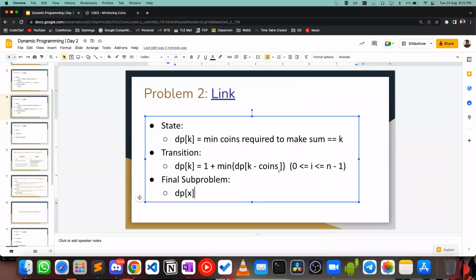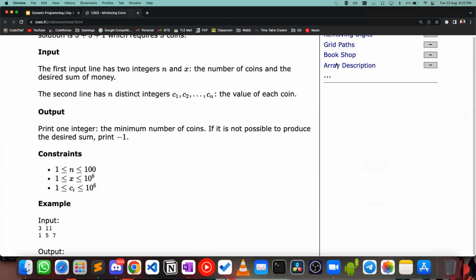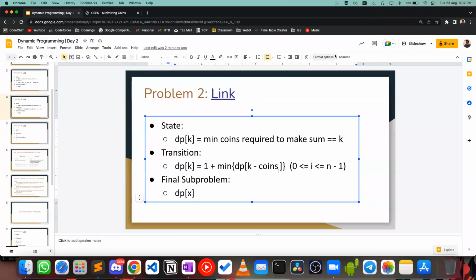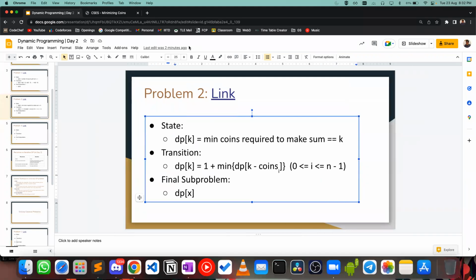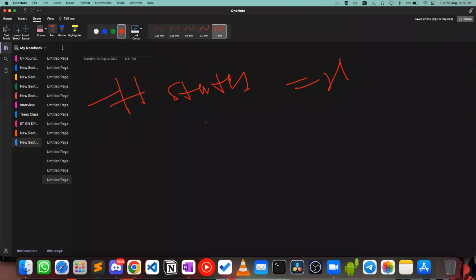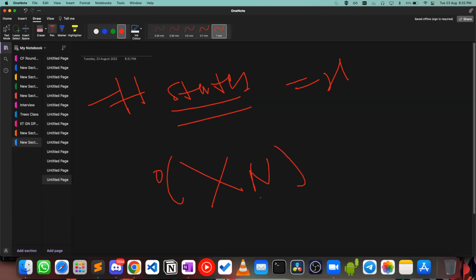We will have to iterate from 0 to n-1 over all the coins. So people are writing m, but in this problem, the number of coins given are n actually. So I am assuming that you're saying n here, right? Okay, great. So you have states being x, and the number of coins or the number of choices are n. The time complexity will be what? N into, or in fact, x into n. Xn. This will be the time complexity.